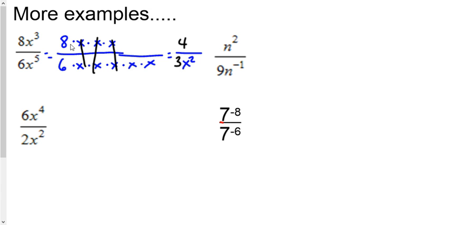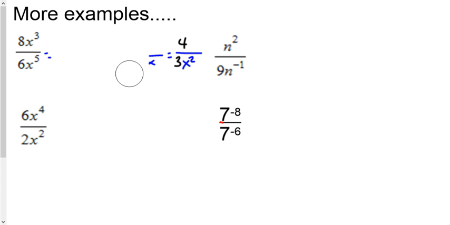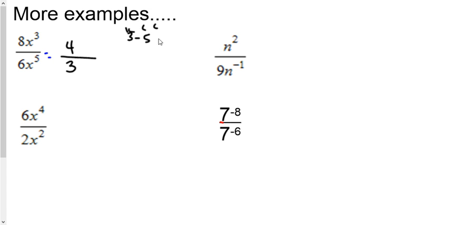So, the long method, it works. It's not too difficult to deal with. Let's do a shortcut. Divide or simplify your coefficients. 8 over 6 goes to 4/3. And what's 3 minus 5? Remember, keep, change. It's going to make it -2.